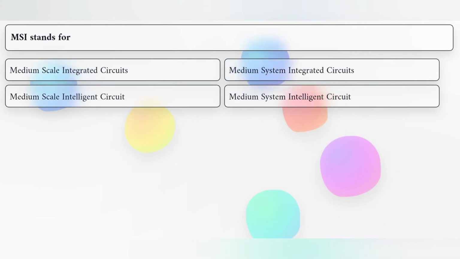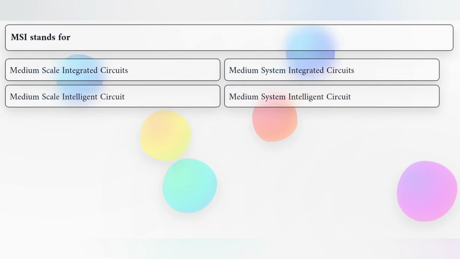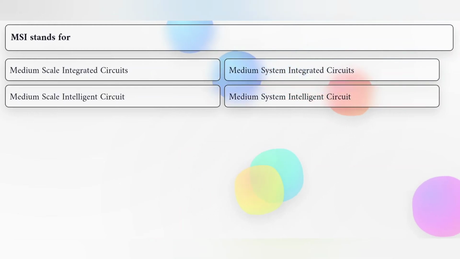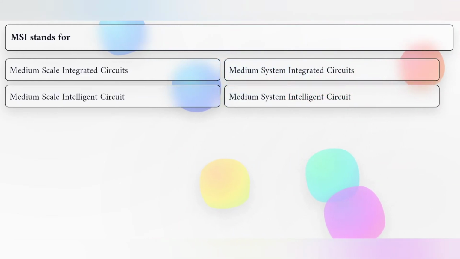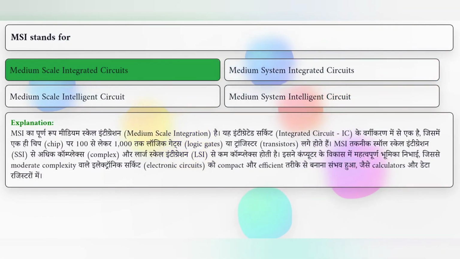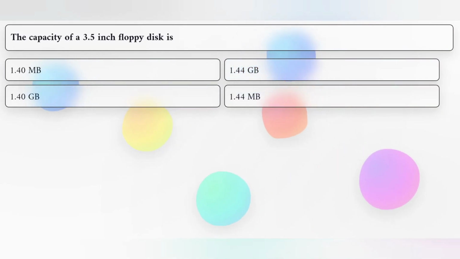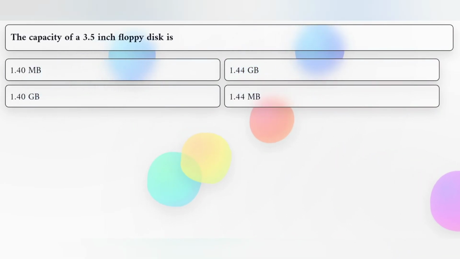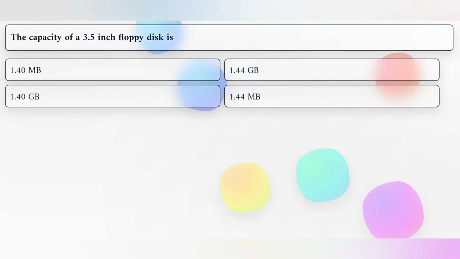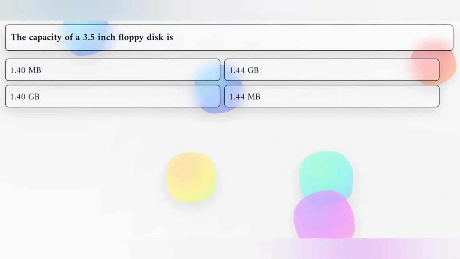MSI stands for Medium Scale Integrated Circuits, Medium System Integrated Circuits, Medium Scale Intelligent Circuit, Medium System Intelligent Circuit. The capacity of a 3.5-inch floppy disk is 1.40 megabytes, 1.44 gigabytes, 1.40 gigabytes, 1.44 megabytes.